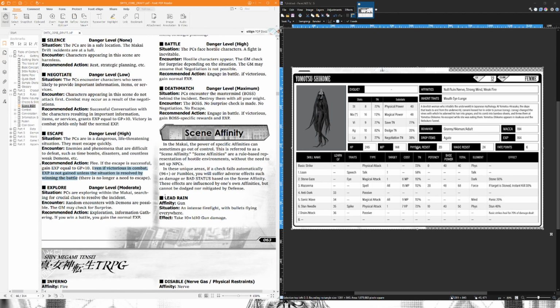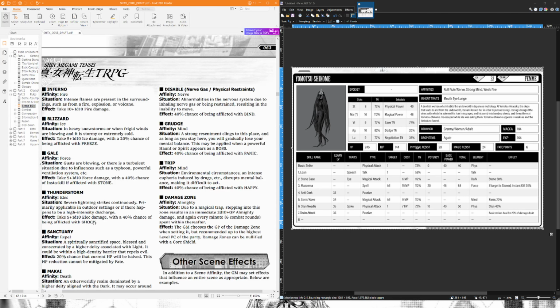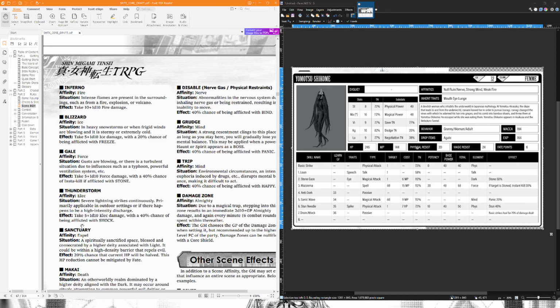The scene affinities are very strange. Like, here's a lead rain situation. There's bullets flying everywhere. Effect: you take gun damage. These only happen when one person rolls an automatic failure or a fumble. So you could set a scene affinity to thunderstorm or ocean or whatever, and then if nobody rolls a fumble or auto fails a roll, then it just doesn't do anything.